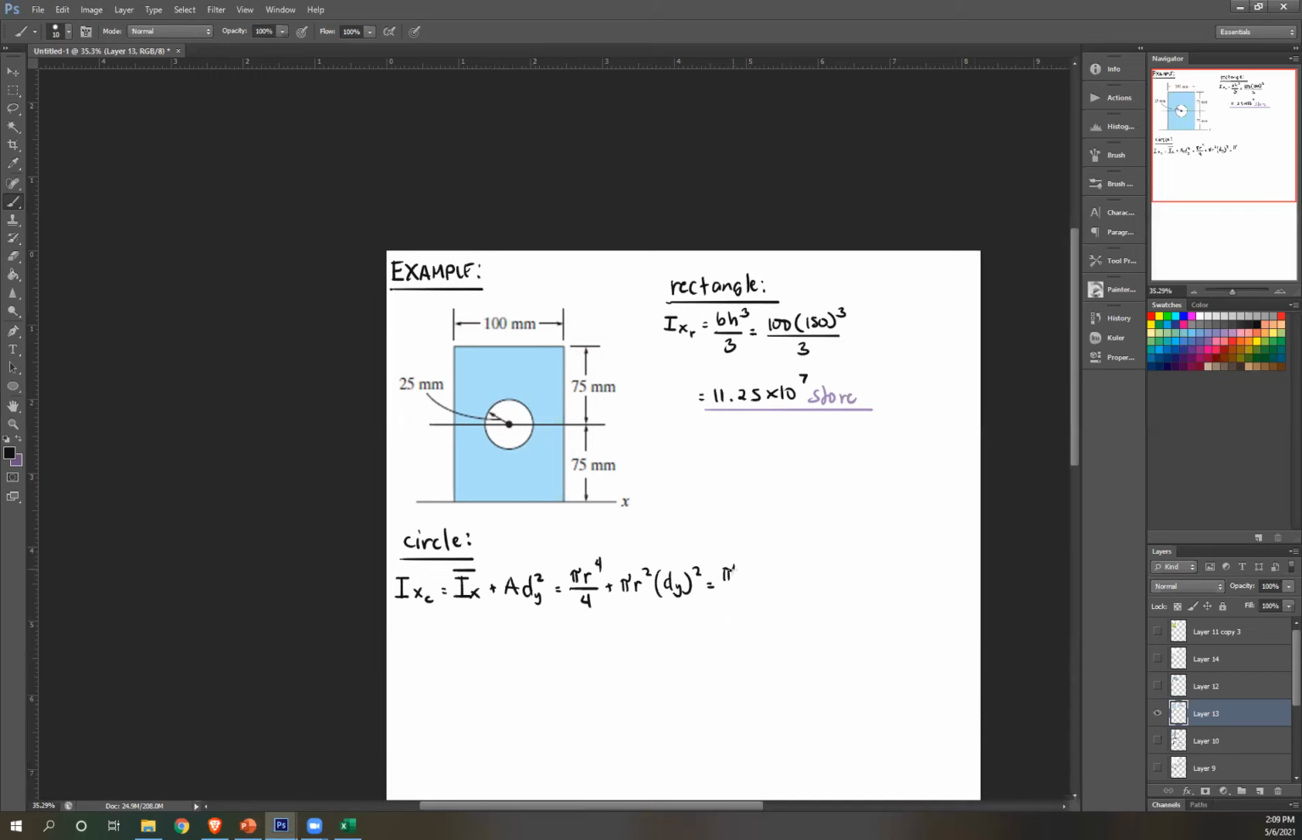It's 25. So pi times 25 raised to 4 over 4 plus pi times 25 squared times dy squared. And this dy is the vertical distance of your reference axis from your centroidal axis, your axis in question. The distance between them is 75, so 75 squared. Please solve. What's the answer?